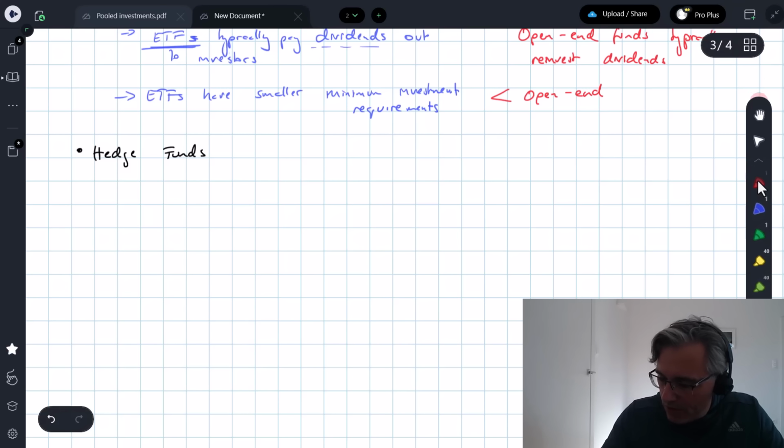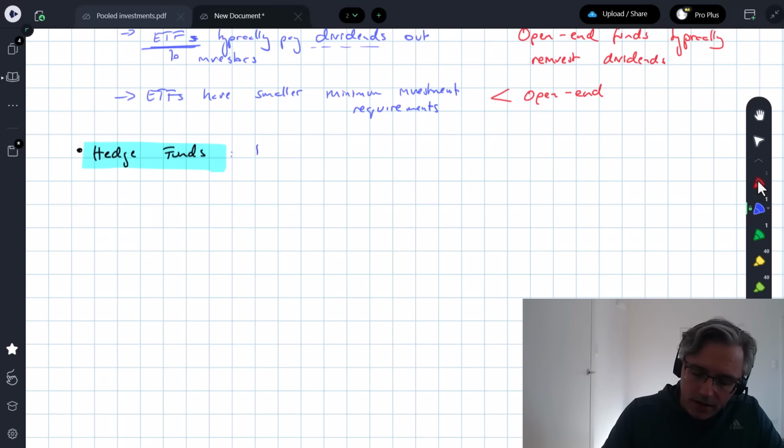A lot of you know a lot about hedge funds by now. What's so special about hedge funds? Well, it's very difficult to define what a hedge fund is because hedge funds can vary, but they typically use leverage, they typically use derivatives in their investing, and they adopt both long and short positions.